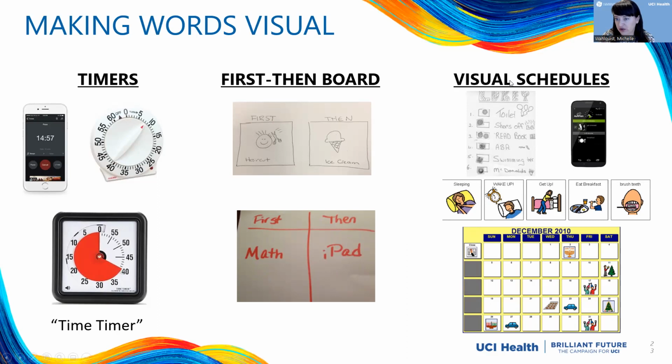Another way to make your words very visual is to make or use visual schedules. There are schedules that different apps you can get on your phone. You can also just write them out. Here's a schedule for what you need to do in the morning. First you sleep, then you wake up, then you make your bed, then you eat breakfast, then you brush your teeth. And this is a big visual schedule on a calendar of when holiday celebrations are going to be. You can put buses on the day that a child goes to school, and maybe a house on the weekend, so your child knows that that's not a school day. So calendars can be a great way to help your children understand time concepts.